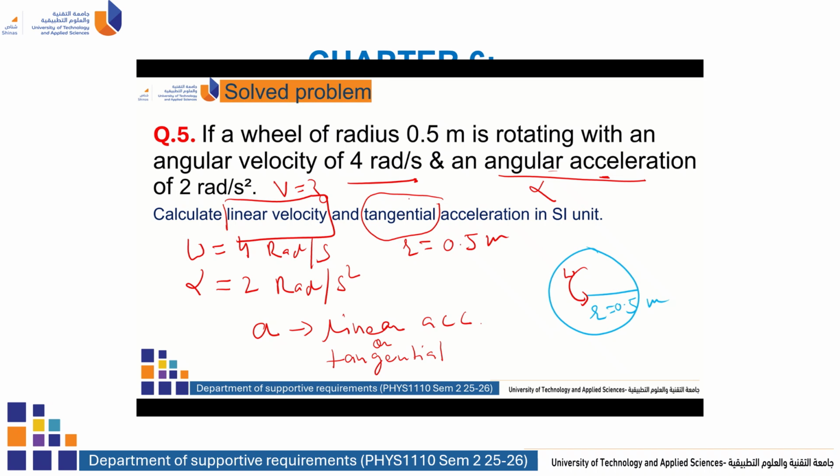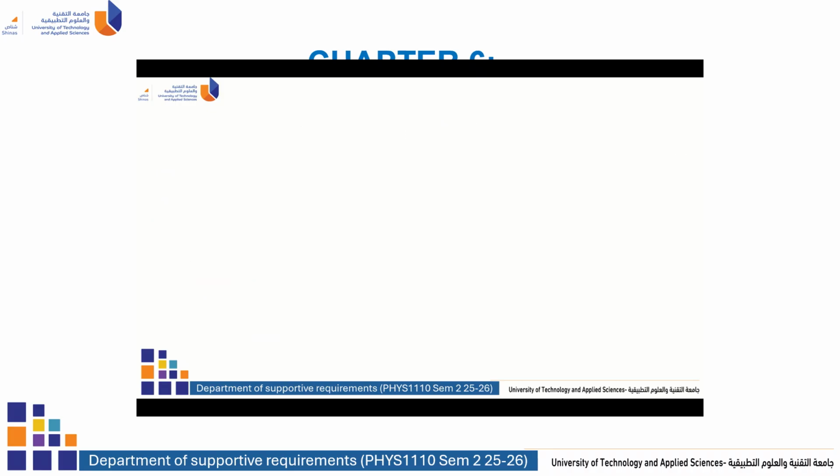So sometimes they may ask what is the value of the linear acceleration, and sometimes what is the value of the tangential acceleration. The meaning is they are asking for the value of a. So here we have to find the value of v, and we have to find the value of a. And this data is given here.